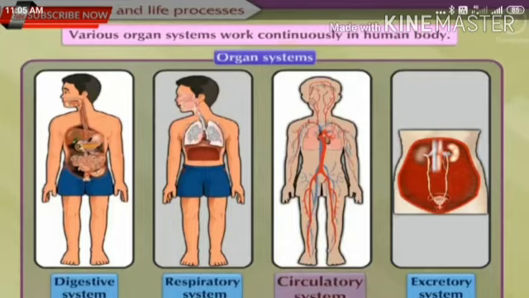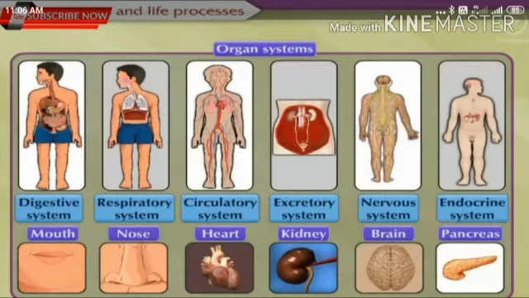We have seen that various organ systems like digestive, respiratory, circulatory, excretory and control systems work continuously in the human body. In our body, there are different internal and external organs. These systems, along with some internal and external organs like mouth, nose, heart, kidney, brain, pancreas, perform their functions independently but through a complete coordination.